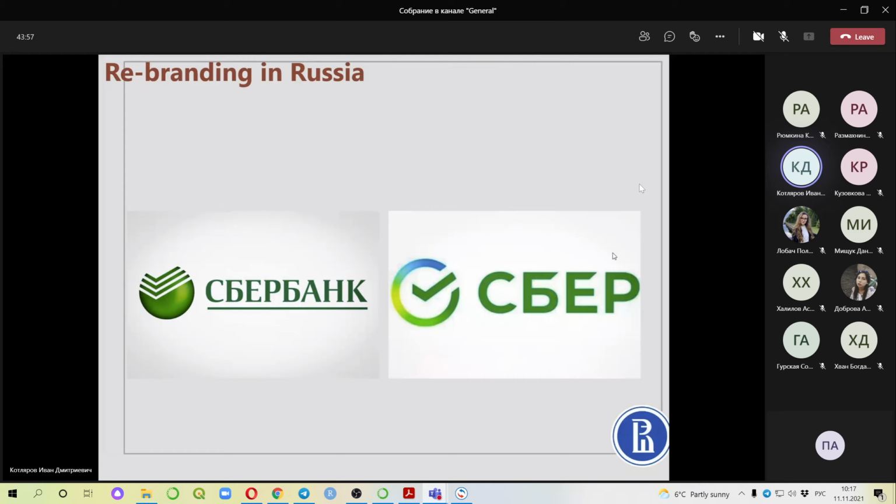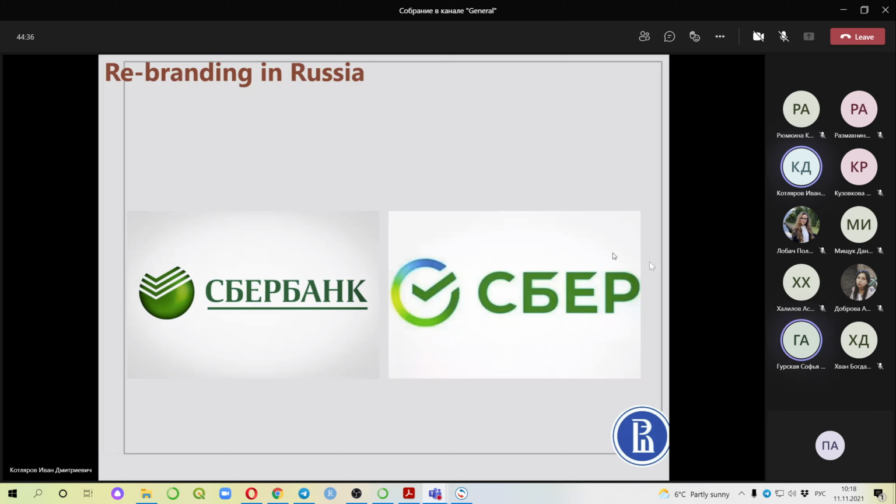Obviously, on the left part of the slide, we have the previous logo of Sberbank. Now, on the right part, we have the new logo. So, the new logo seems much more user-friendly. And it highlights that now Sber is not only about some bank activity, but now it's an ecosystem. So, what else?